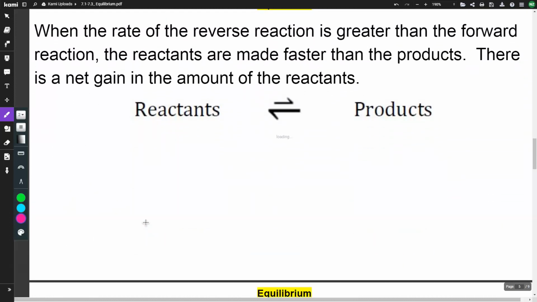Now the opposite is true. When the rate of the reverse reaction is greater than the forward reaction, the reactants are being made faster than the products, then there's a net gain in the amount of reactants. So you might see it represented this way, where the bottom arrow is bigger, meaning that the reverse direction, the rate is greater.